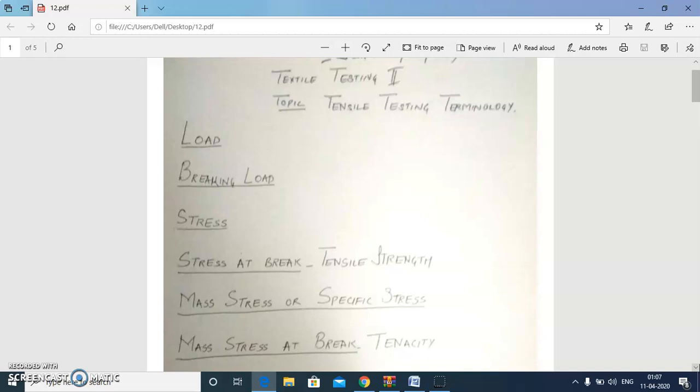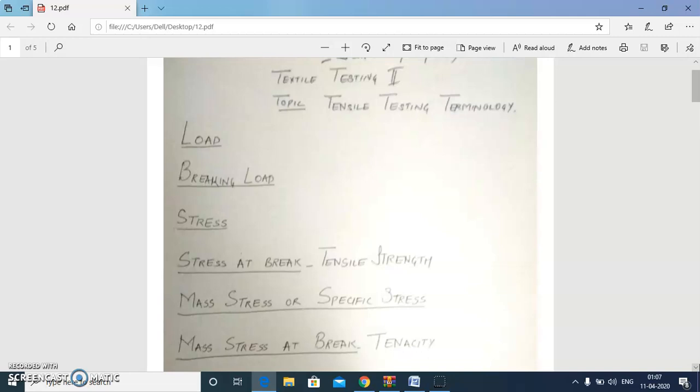Now, the first term is load. Load is basically, whenever we stretch a textile specimen in axial direction, a tension is developed in the specimen, and we express it in terms of grams or pounds. Now the next is breaking load. Breaking load is the load at which the specimen breaks.